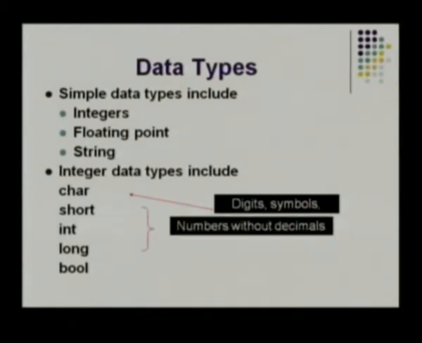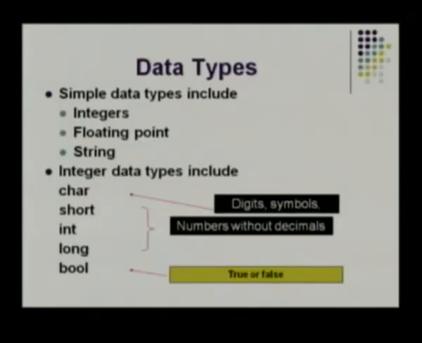You have short, int and long, which are numbers without decimals. These are the data types used for these particular types of values. If you are going to use a digit or a symbol, you can use a character data type. If you are going to give a number without decimals, you can use these integer data types. Boolean has 2 values, as I said, true or false.